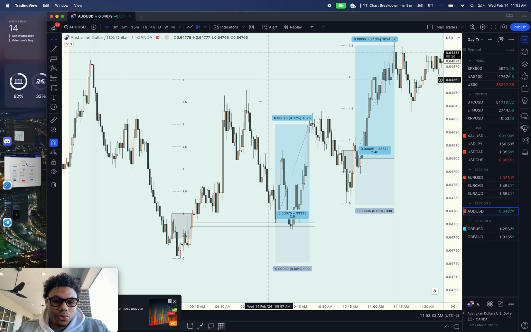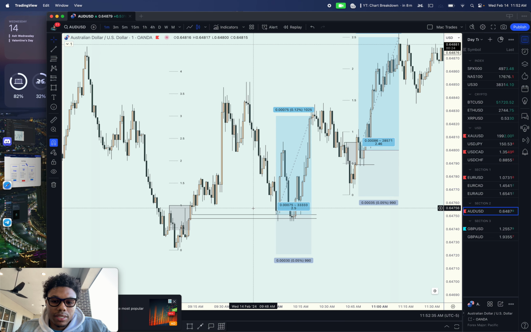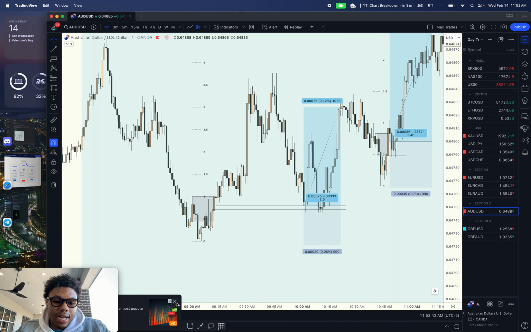So let's go ahead and get right into it. The first trade of the day on AUD/USD, we took a long position. Price came back down into our trading model here. Now this is not really how this trading model forms here. I'm not really too crazy about it.